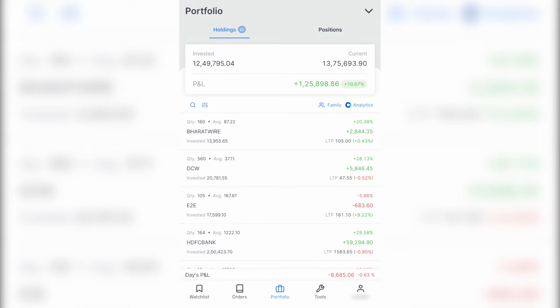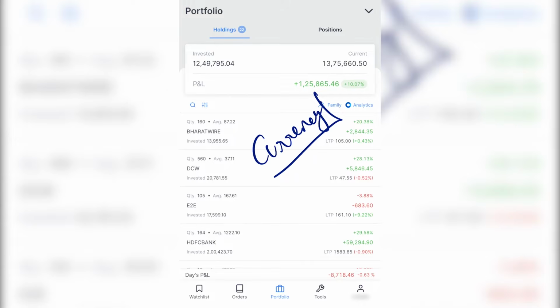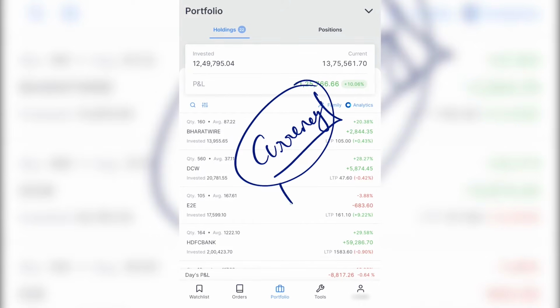Hi friends, today we are going to learn how to do currency trading in Zerodha. If you have the Zerodha Kite application, it's extremely easy to do currency trading over here. Now what does currency trading mean?